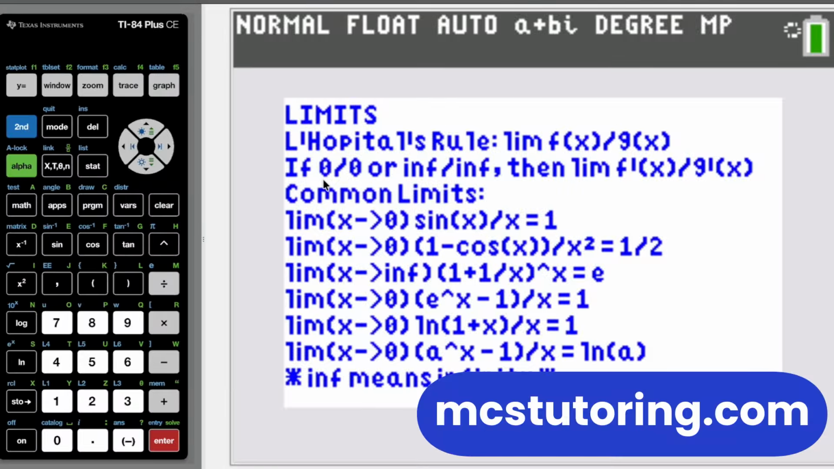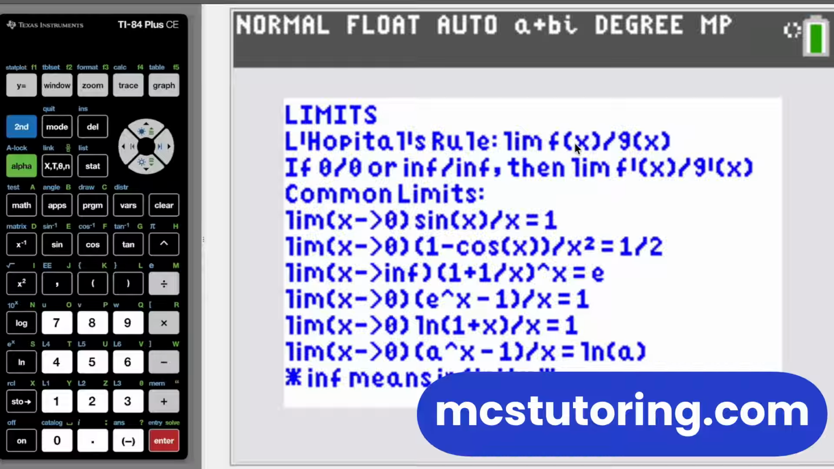Now, some people call it Hospital's rule or L'Hôpital's rule. It's French, so I'm pretty sure there's probably a silent S there, but kids would argue with me. It's called the Hopital or called the hospital rule. Let's just give it a break here.